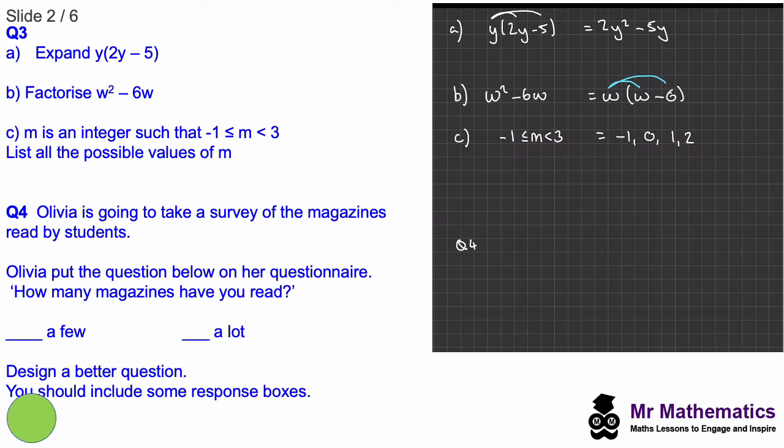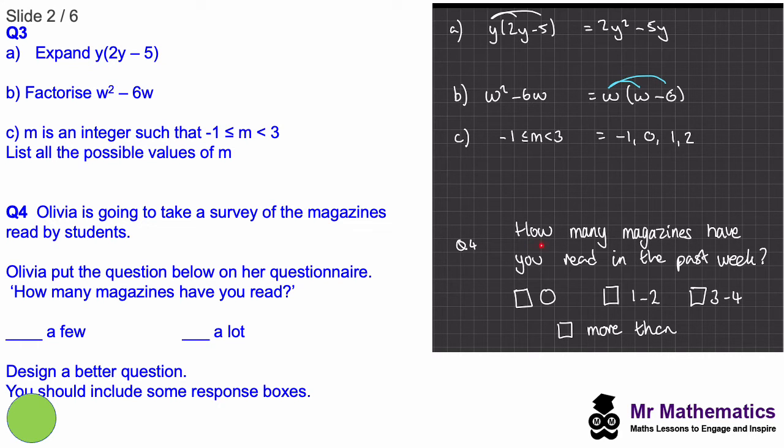Okay, so for question 4, we've been asked to design a better question. So we need a period of time and we need to include more options. So we'll say, how many magazines have you read in the past week? So this week here is for a period of time. And for the more options, we need a 0 option. We need the boxes to not overlap, so 1 and 2, 3 and 4. And then we need to cover all the possibilities, so then we can have more than 4.